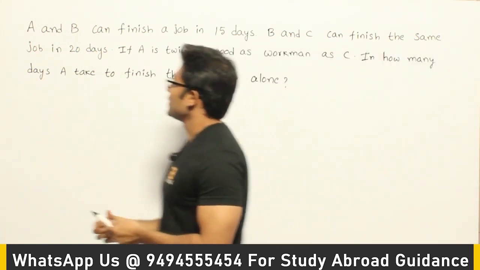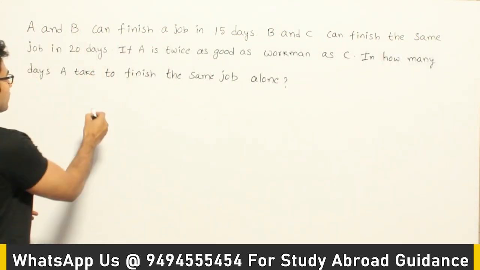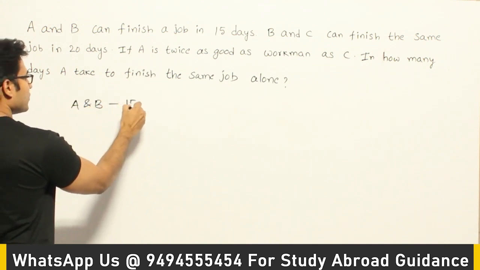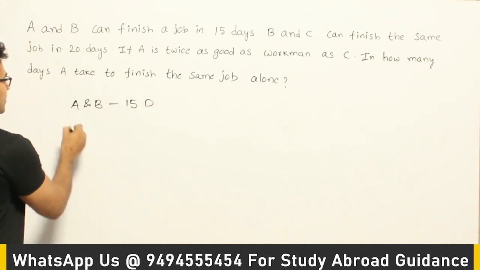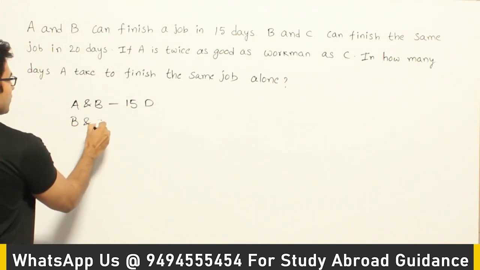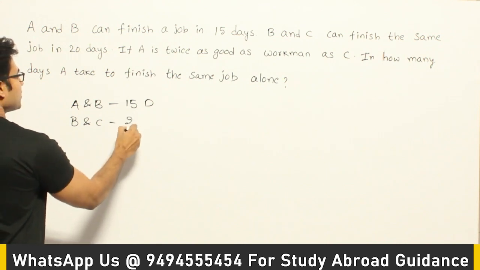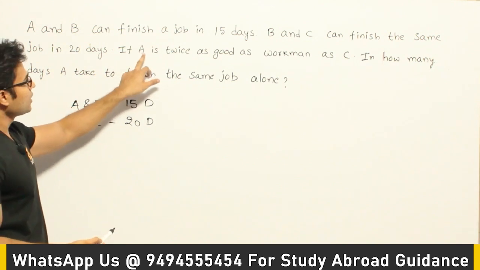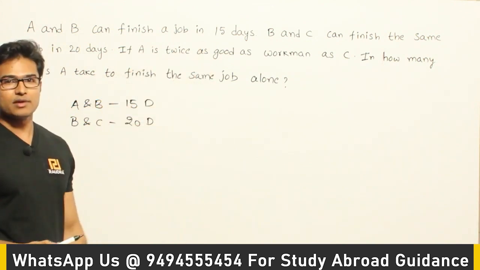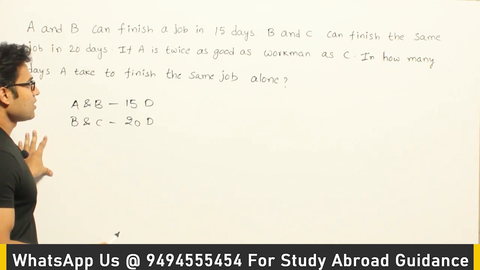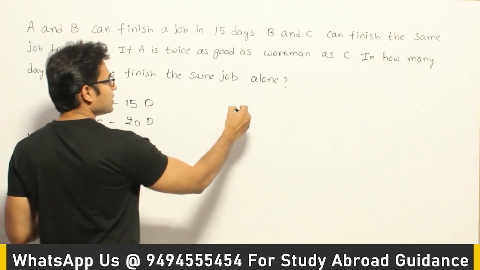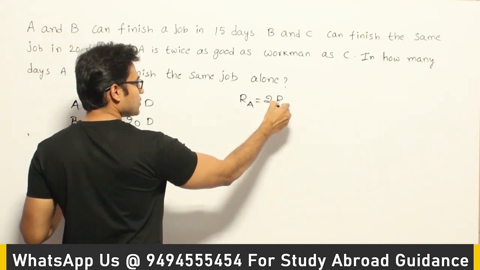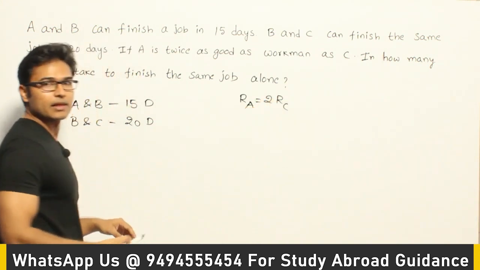So they are saying that A and B, when they are working together, can finish the job in 15 days. And B and C, when they are working together, can finish the job in 20 days. Okay, and now A is twice as good as C, that is what is given. So if we assume that, then the relation between A and C is: the rate at which A is doing the work is equal to twice the rate at which C is doing the work. This is what we can say.